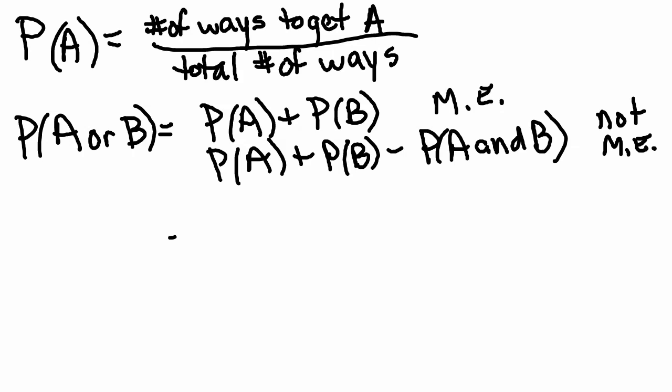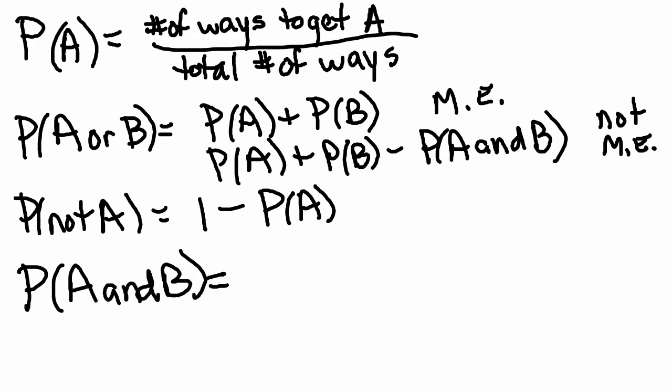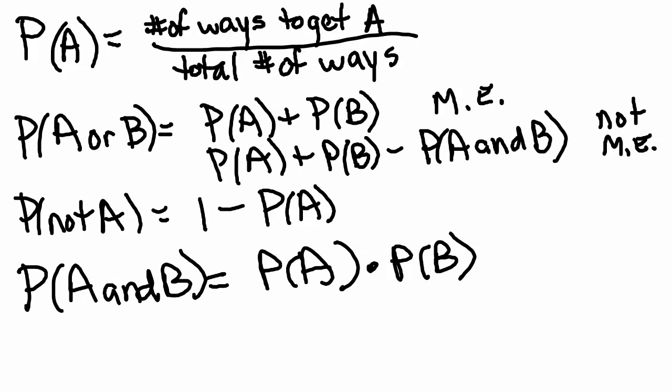Okay, so if you just joined us, I've covered all these formulas. Probability of not A is 1 minus the probability that it is A. And probability of A and B is probability of A times the probability of B, if they're independent, and if there's two events. All of this is for one event.